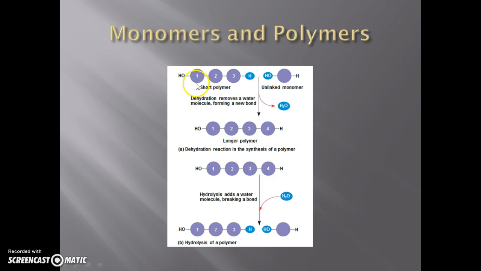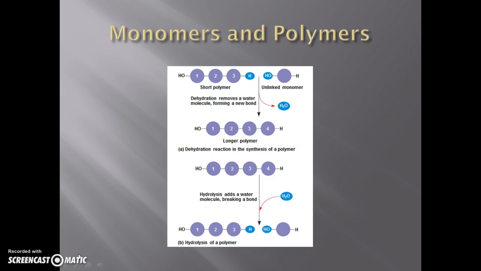And if we look here, we have three individual things linked together, forming a short polymer. And we have another one that we're going to try to tack on. This would be a monomer, and when we do that, we form a longer polymer. Once again, those polymers would be the macromolecules, so the proteins, carbohydrates, lipids, and nucleic acids.